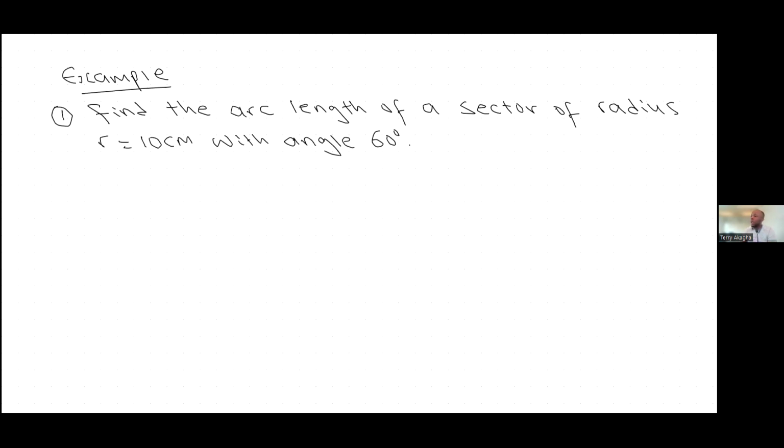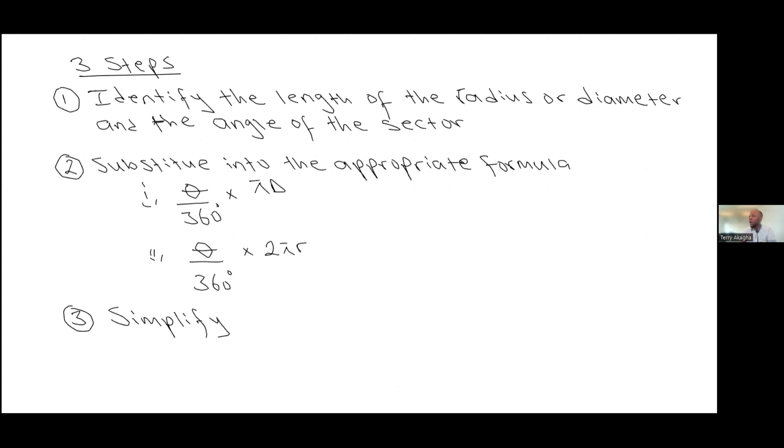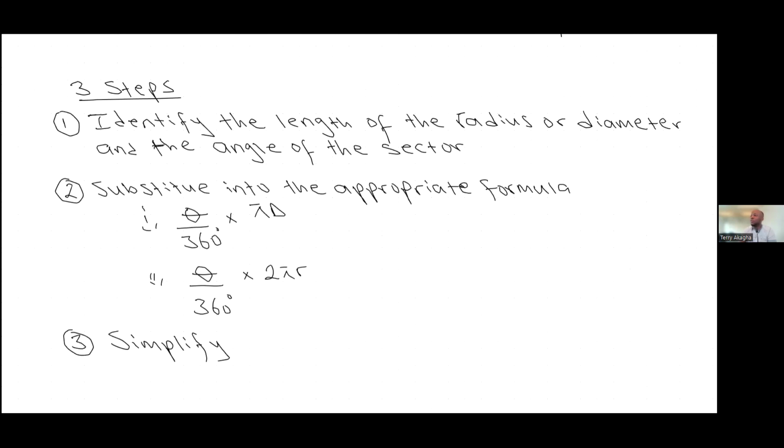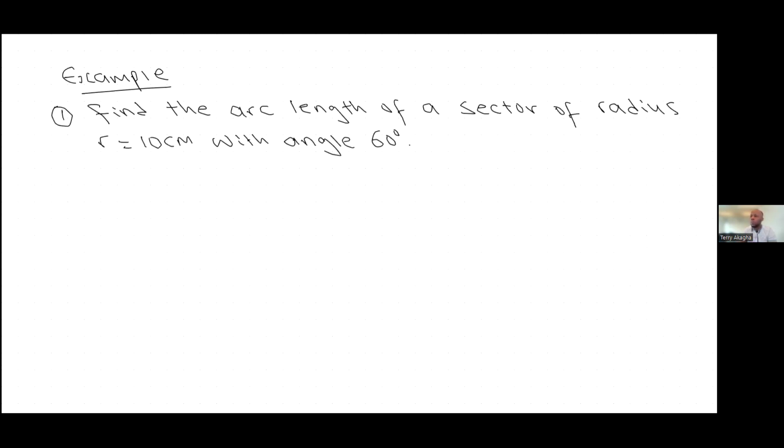Let's go back to the steps. From the steps, I told you the first thing you have to do is identify the length of the radius or diameter and also the angle. So you have to look at the question and ask yourself, do I have the radius? Do I have theta? Step one, we are given the r, so r is equal to 10 centimeters. And we're given theta, and theta is equal to what? 60 degrees.